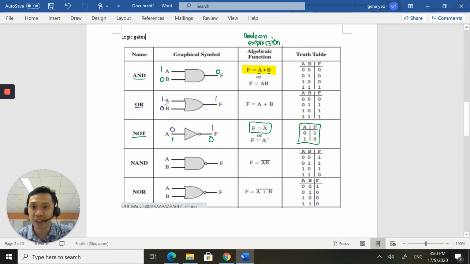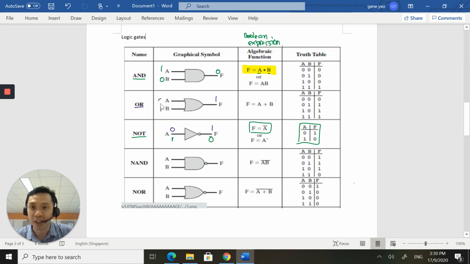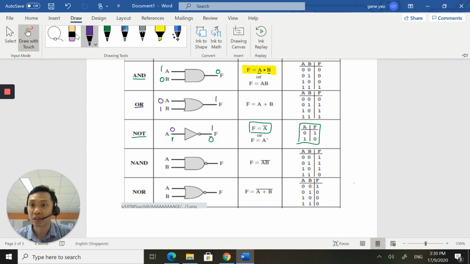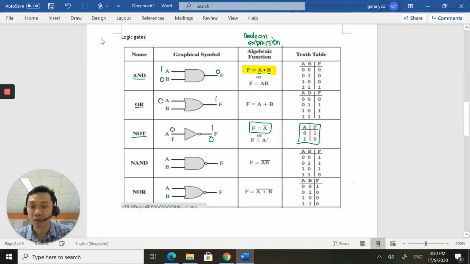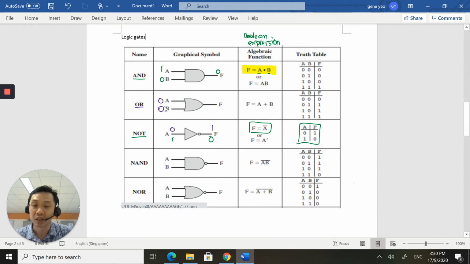If I don't want A to be high, I can have B to be high and A to be low. It's still an OR, right? If B or A is high, the output will be a high. The only time that it gives me a low is when both inputs are low. So if both inputs are low, none of them is a high, so the output will be a low.